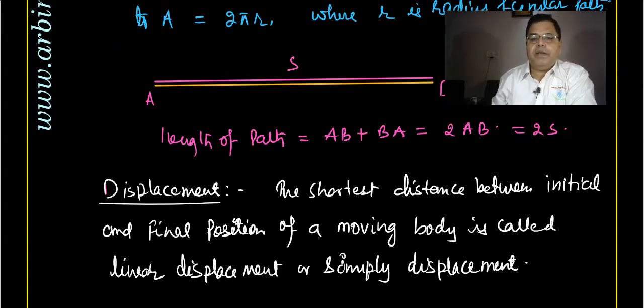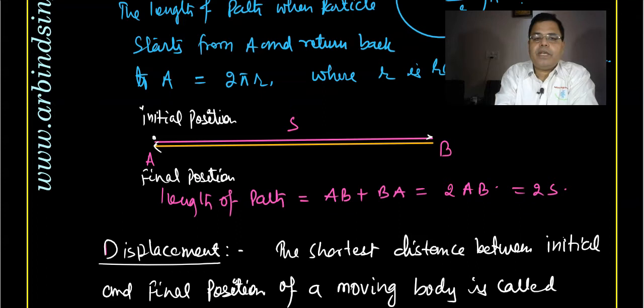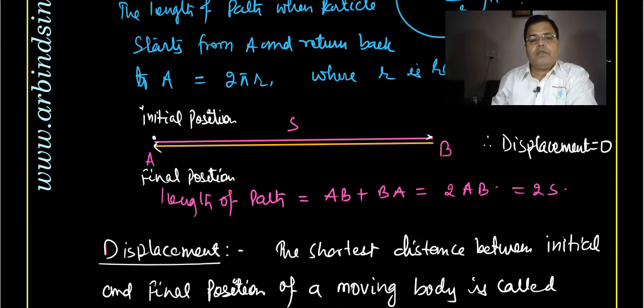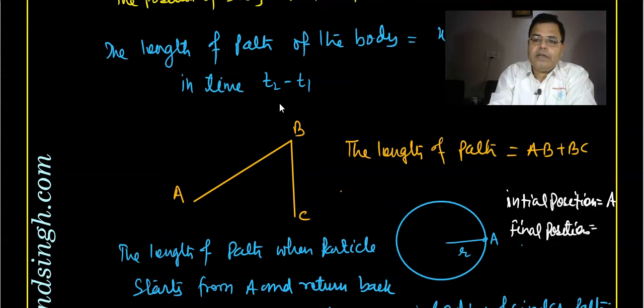So in the above example, what is displacement? This is the initial position A, and the body returns to this position again, so the final position is also the same. Here the initial position and final position are the same, and therefore displacement is 0. Here also A is the initial position and the final position is A, and therefore displacement is 0 because it is the same point.